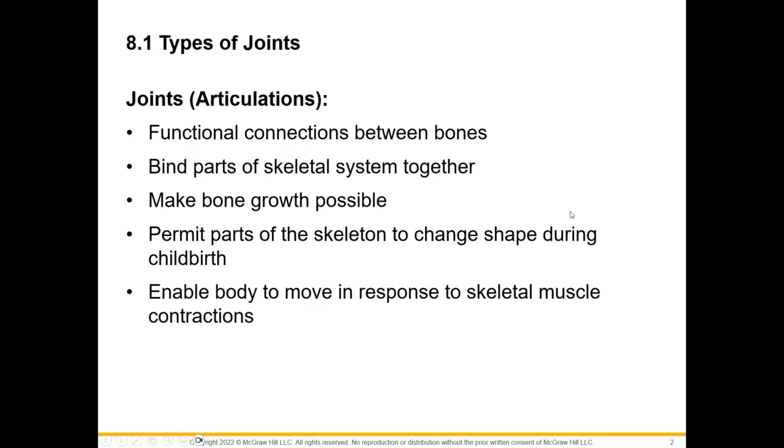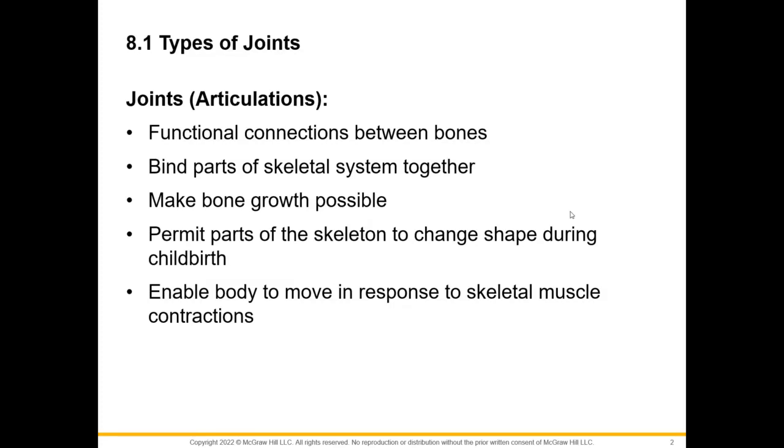All right, so first of all, let's just talk about what joints or articulations really are. Your book says they're the functional connections between bones. And really, simplistically, that's very true. It's where any two bones come together. They bind parts of the skeletal system together. They make bone growth possible. They permit parts of the skeleton to change shape during childbirth. And they enable your body to move in response to your skeletal muscle contractions.